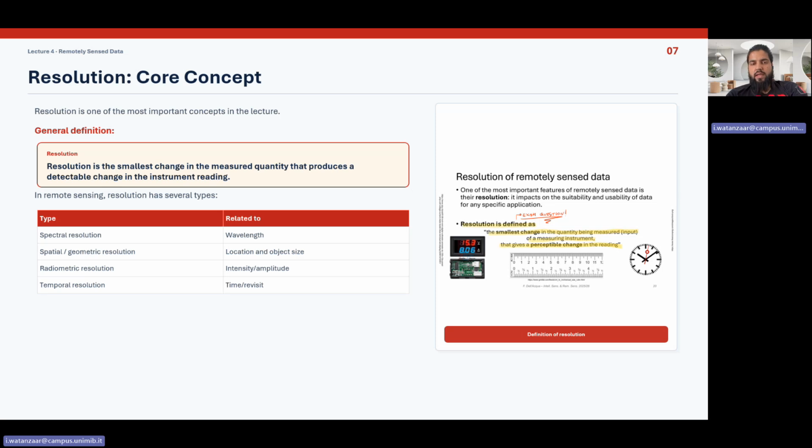So this is called resolution, and in remote sensing we have multiple types. The first one is spectral resolution. Spectral resolution is about the wavelength, and the reflectance of objects. The second is spatial or geometric, which is more about the location and the size of the object. Radiometric is the intensity and amplitude. This is also an important aspect of resolution: how strong the signal is. And temporal resolution is about time and revisit. So this is the core concept. Now we will discuss each type in detail: higher and lower spectral resolution, spatial, each and everything.